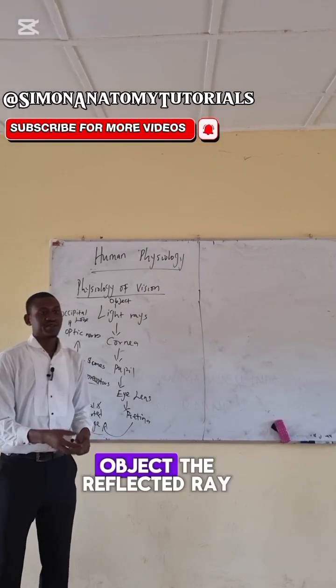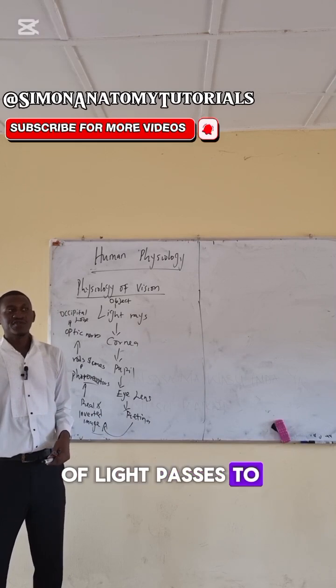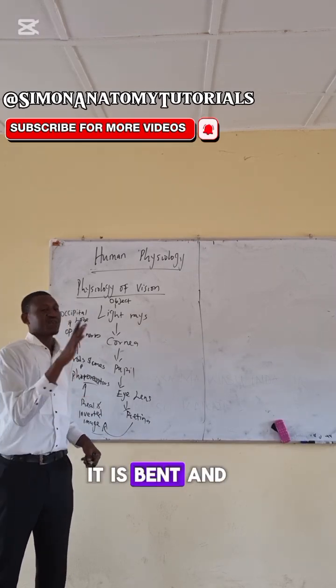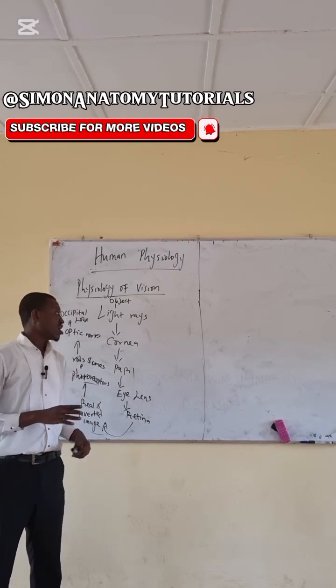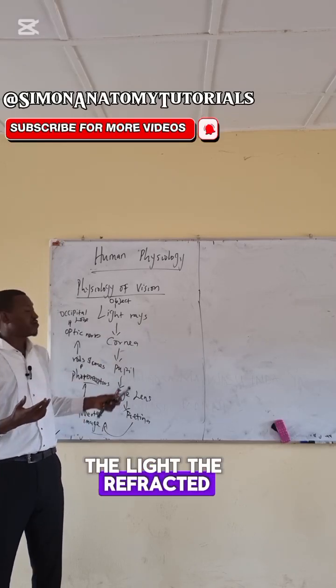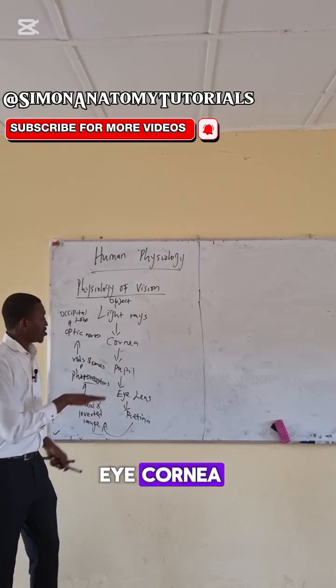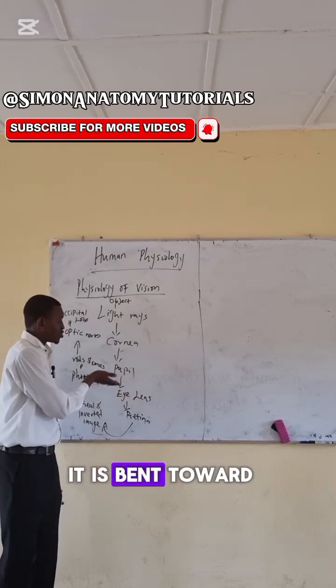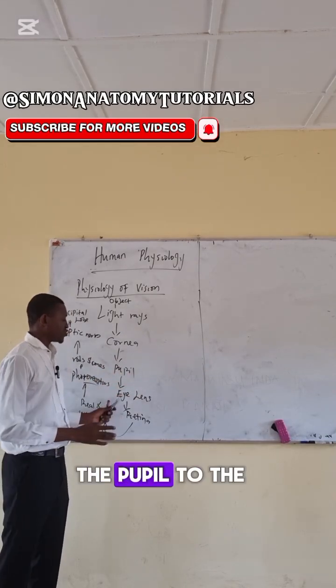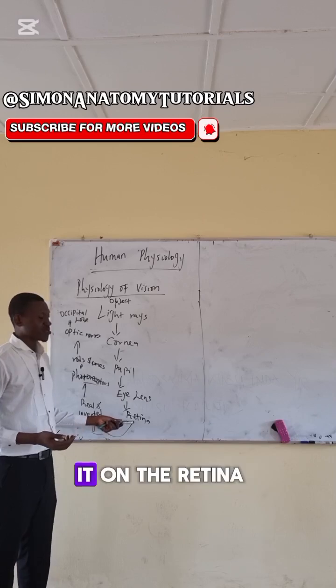Light falls on an object. The reflected ray of light passes through the eye cornea. So the eye cornea, it is bent toward the pupil. It now passes through the pupil to the eye lens. The eye lens focuses it on the retina.